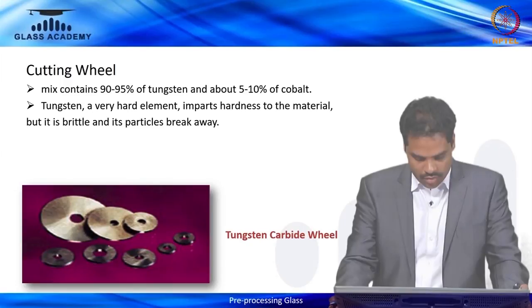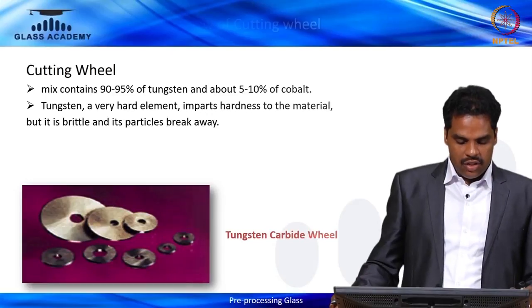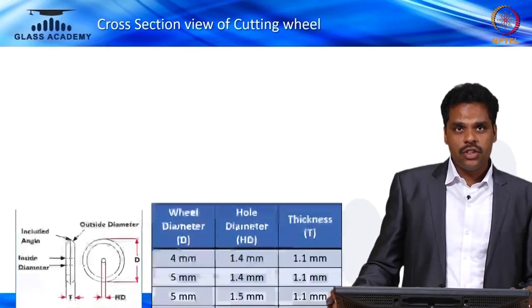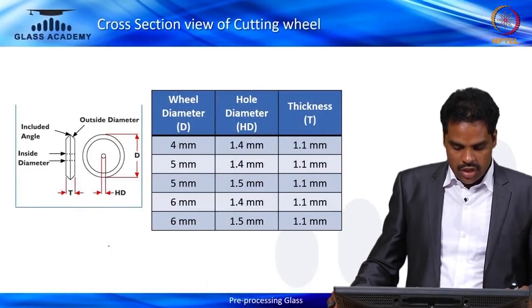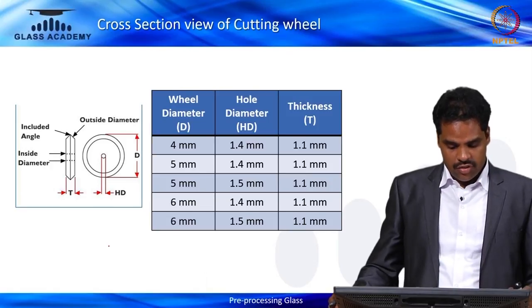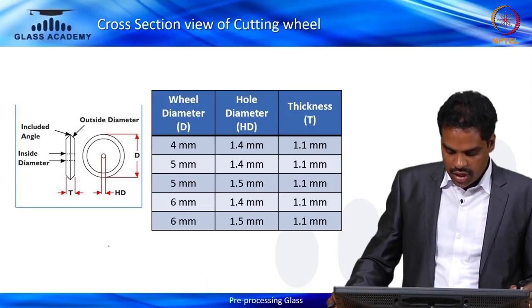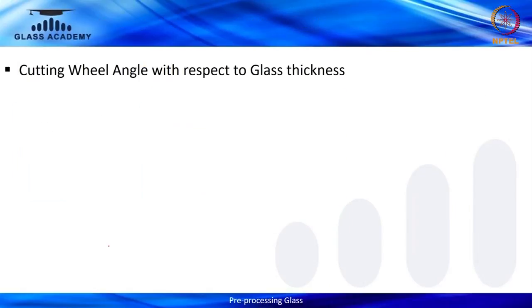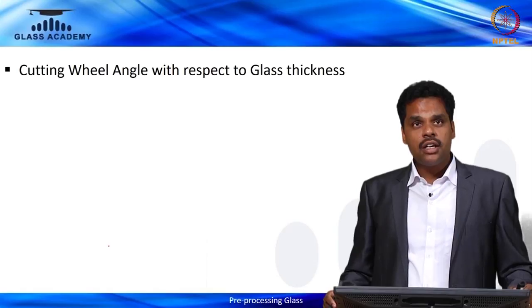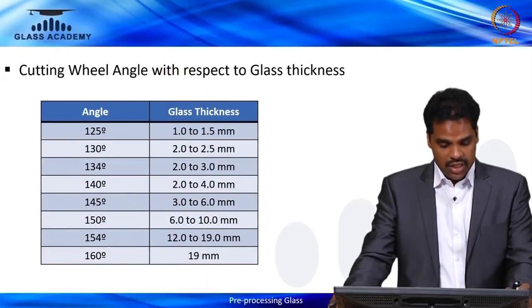The cutting wheel angle will change depending upon the thickness of the glass. There you can see the cross section of the cutting wheel. It explains the wheel diameter, hole diameter and thickness. As we discussed earlier, the cutting wheel angle is selected with respect to the glass thickness.